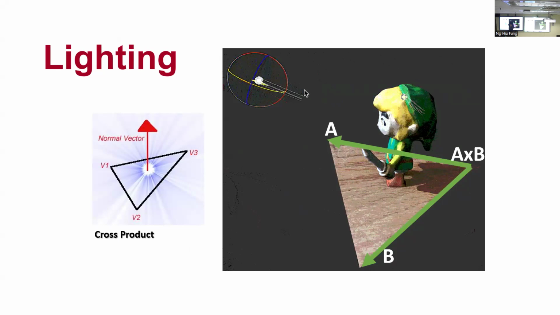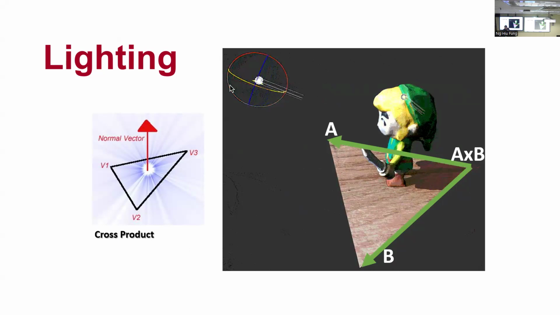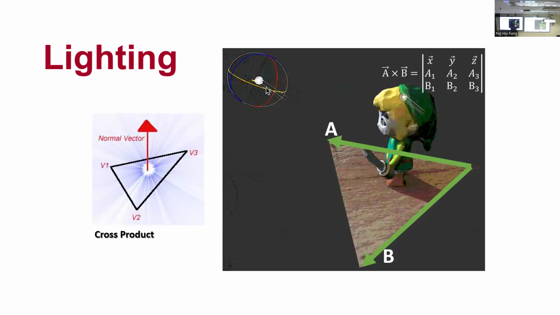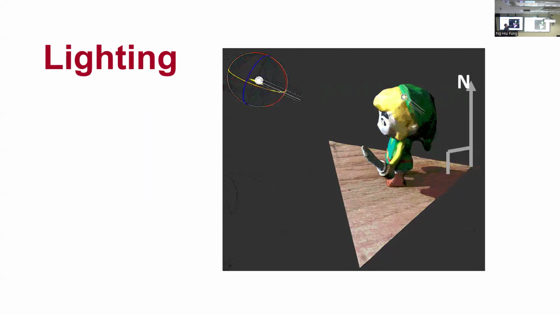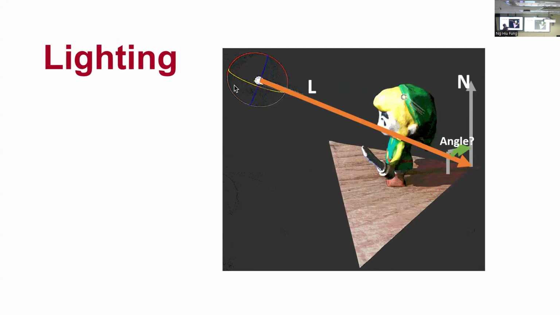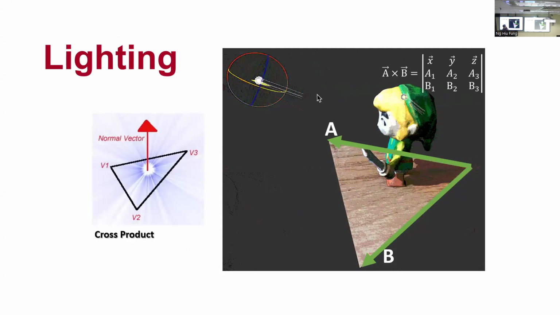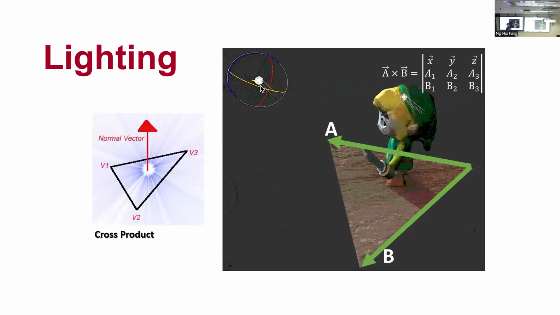So in this triangle, you have the A vector and the B vector. From the A vector and B vector, you can calculate a vector that is perpendicular to both. That means using the cross product, and then you can find the normal. After you have found the normal, you can also use the dot product to find the angle between the normal vector and the lighting vector. After you have this angle, you can calculate the lighting. So the step is first to do the cross product.